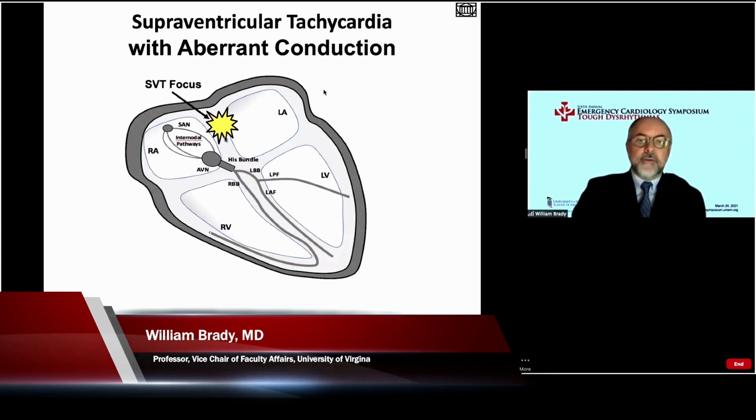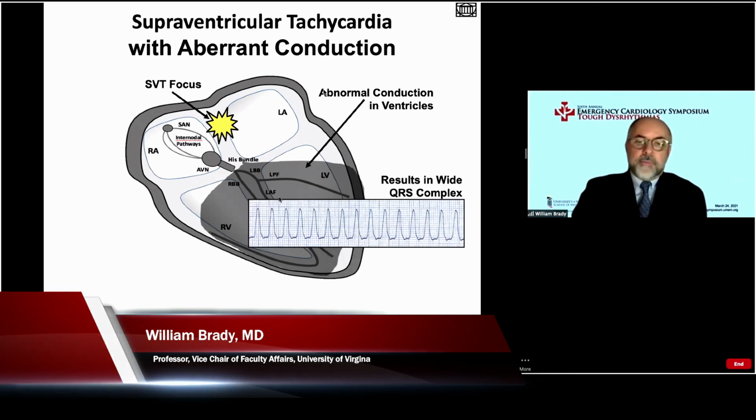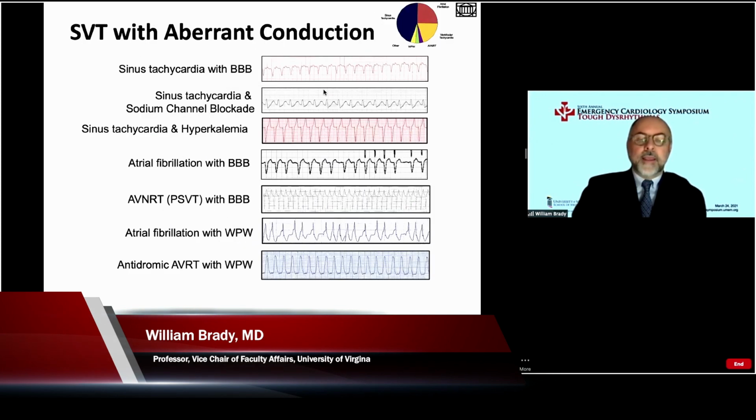So graphically, we have the focus somewhere in the supraventricular tissues occurring in the setting of abnormal conduction in the ventricle that then results in a rapid, wide complex dysrhythmia, the wide complex tachycardia. Okay. And again, the differential diagnosis is rather broad.